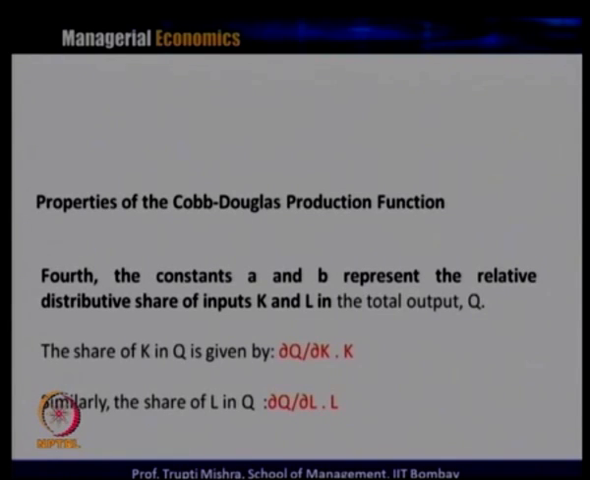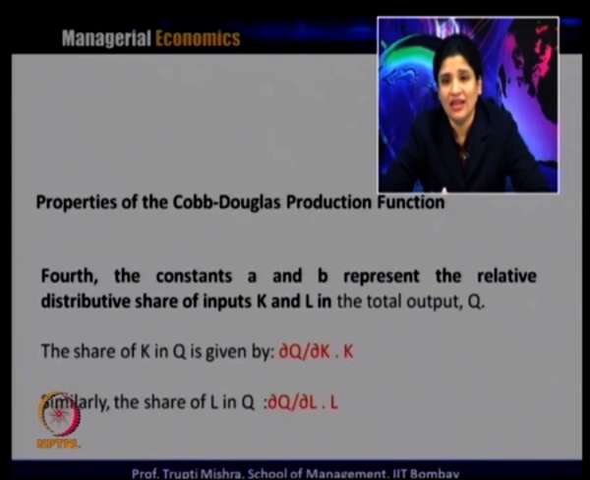So, the share of K in Q is given by del Q by del K multiplied by K, and similarly the share of L in Q is del Q by del L multiplied by L. If you look at this, del Q by del K multiplied by K, the first part talks about the change in the Q with respect to change in the K, multiplied by the actual amount of K. And the share of L in Q is del Q by del L, that is the change in the output with respect to labor, multiplied by L.